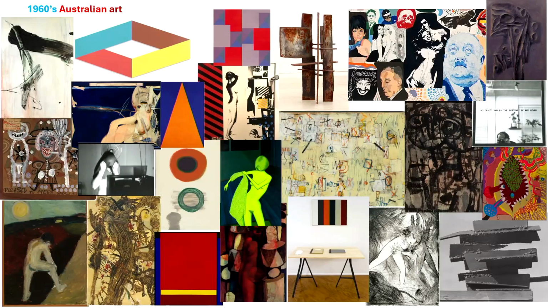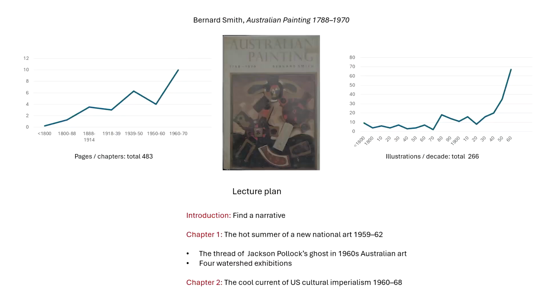What is the sort of underlying narrative that holds all this together, that says this is the 60s? Because we talk about the 60s as if it is a period that's distinct from the 70s and from what went before.